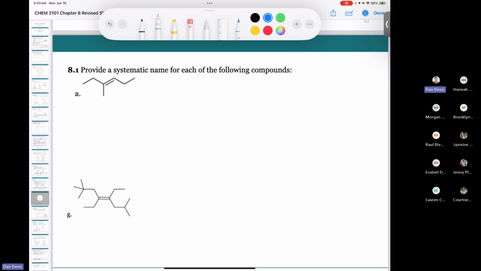So with that in mind, let's just see if we can put all that together, take it step by step and see if we can name a couple of alkenes. And I bet you guys have the first one figured out while I'm talking. Could anybody tell me for the 8.1a, how many carbons are there in the longest chain that contains the double bond? And it's not a trick question or anything.